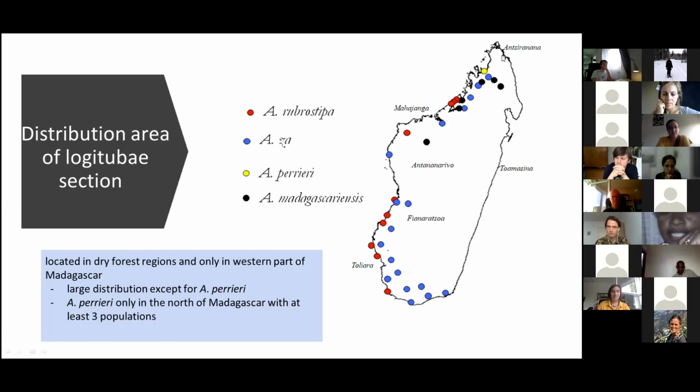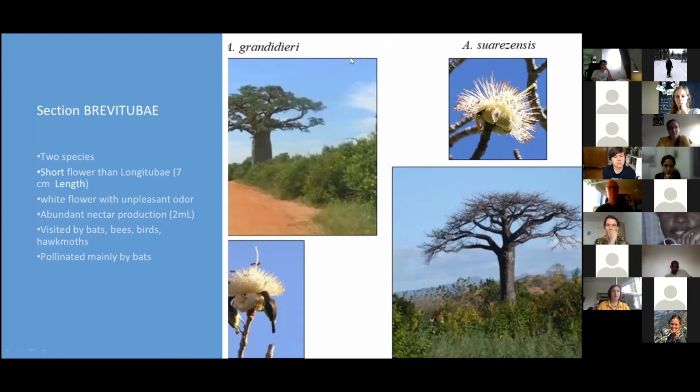The distribution of those species is mainly in the west of Madagascar, in the dry forest region. All of those species have a large distribution except for Adansonia perrieri, which is only located in the extreme north of Madagascar. The Brevitube section has 2 species, Adansonia grandidieri and Adansonia suarezensis.